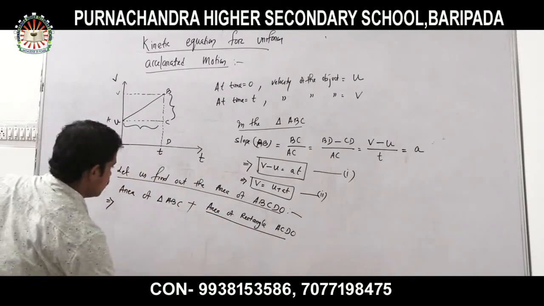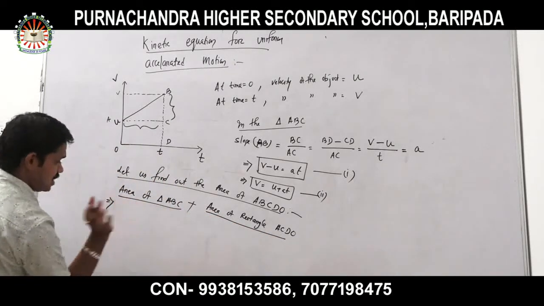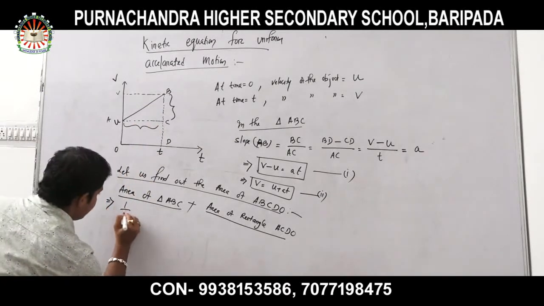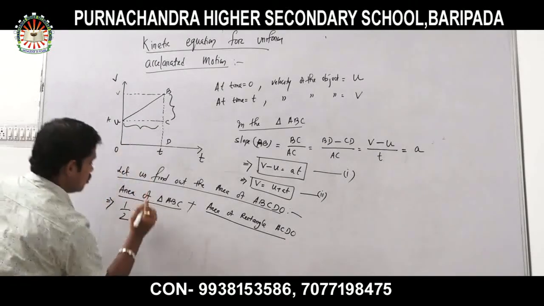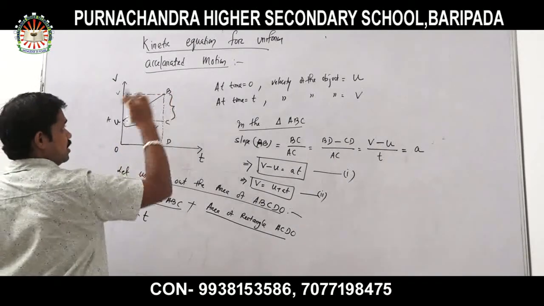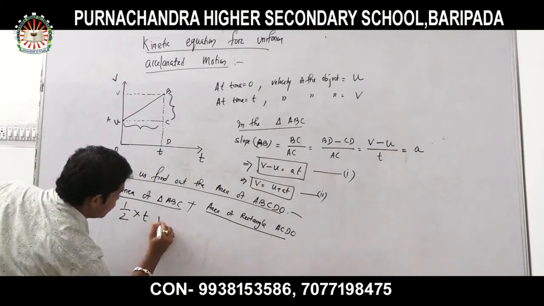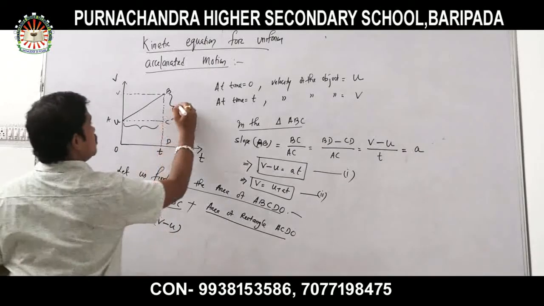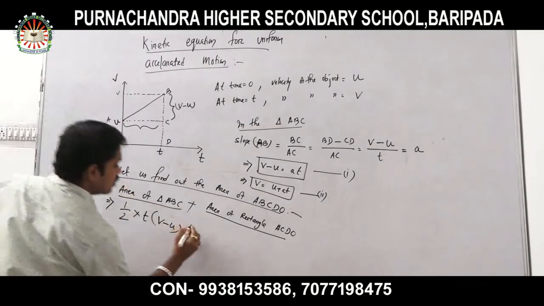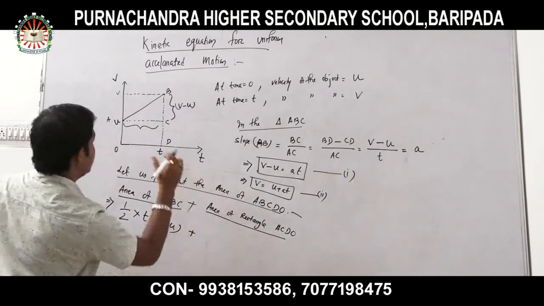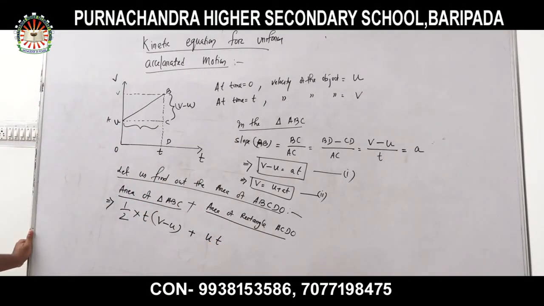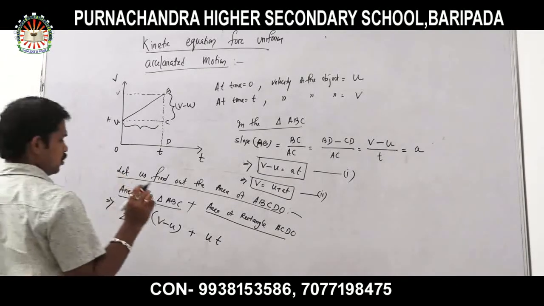Okay, so let us find the area of ABC. What is the area of a triangle? Half into base into height. The base is T. And the height is nothing but V minus U. Clear? Plus the area of ACDO, that is UT. Clear all of you? Understood all of you?